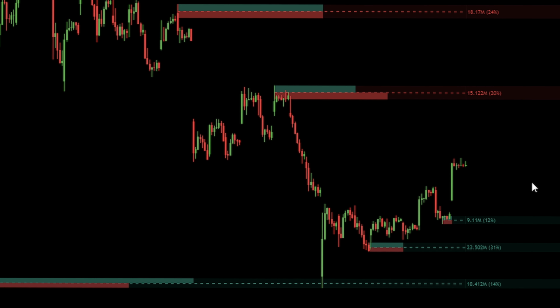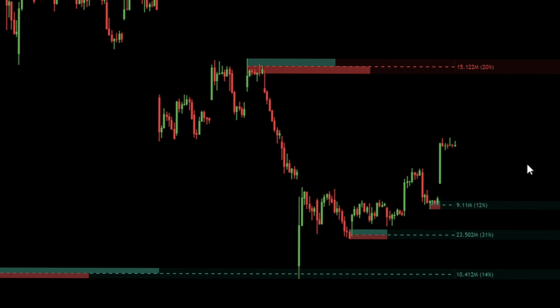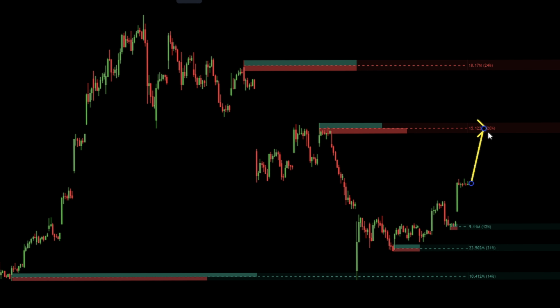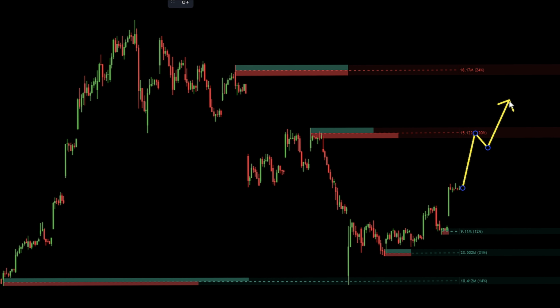Now, for our strategy, we'll use two entry conditions. The first entry condition is price action exiting an order block. This tells us the market might be ready to make a move. The second condition is price action re-entering and mitigating this order block.